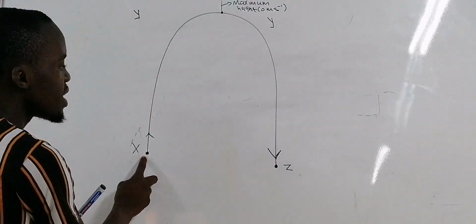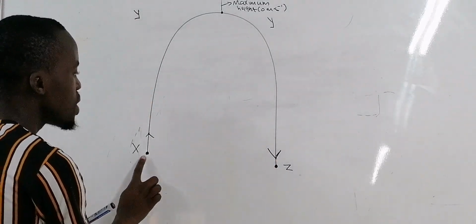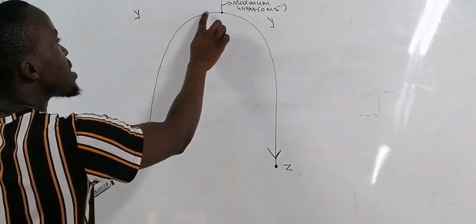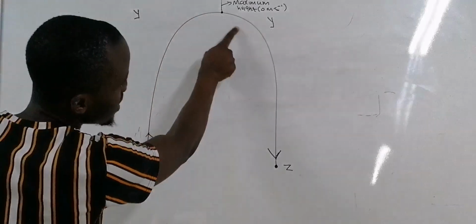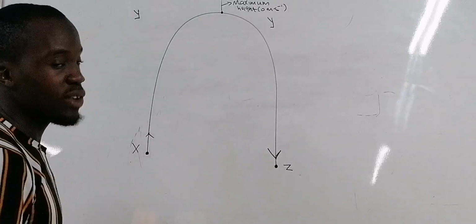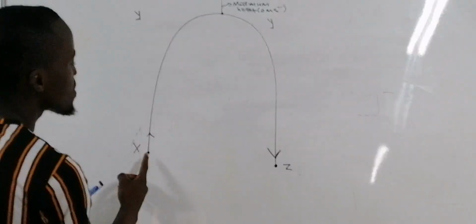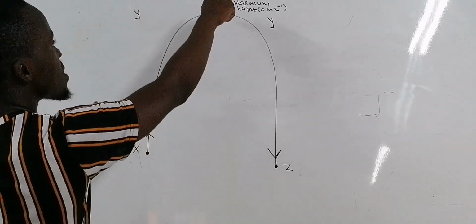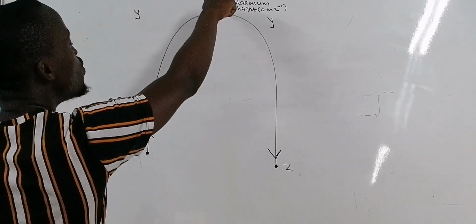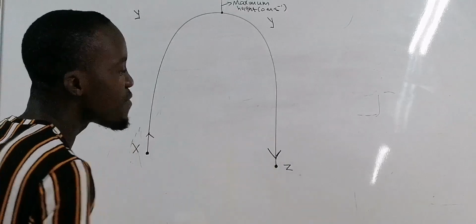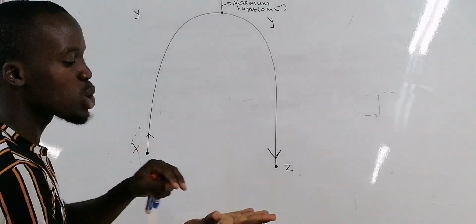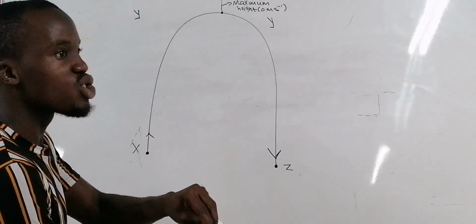So here is the rock, or the object. I throw it in the upward direction. It travels, then it reaches the maximum height, then it comes back again. I don't know if you understand that. Meaning that the velocity that I threw the object with when it was going up is the same velocity that it will use when it is coming down, if the point of projection is not removed.